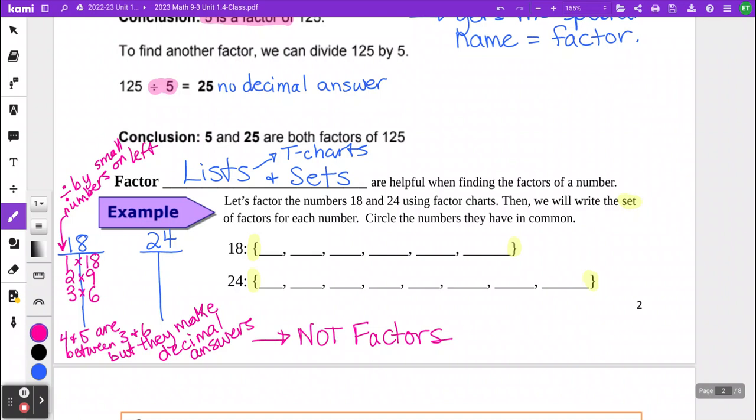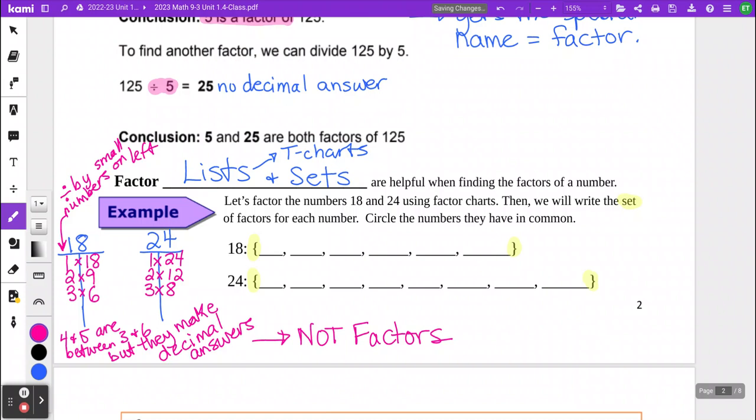And the same thing is going to happen with the number 24. We're going to start with the number 1. 1 times 24. Okay, so if I divide by 1, I get a 24. It's an even number, so I'm going to divide by 2. If I divide by 2, I'm going to get a 12. No decimals, so I know 12 works. Now I'm going to divide it by 3. Does 24 divide by 3 without a decimal? You bet. I get an 8.